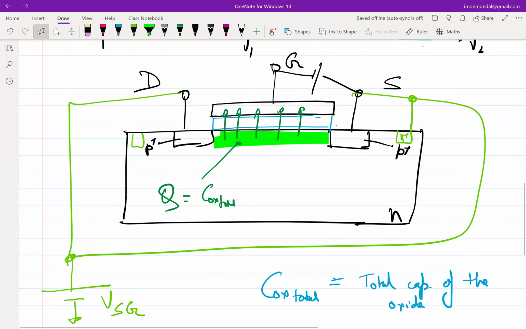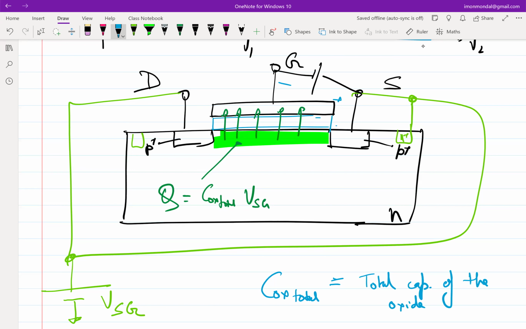Times the voltage levels, which will be VSG in this case, right? Because you see this terminal, the difference between these two terminals is VSG, correct? So, but there is a catch, a slight amount of catch, because when I write this charge equation in this form, I am taking into account the total charge in the channel.